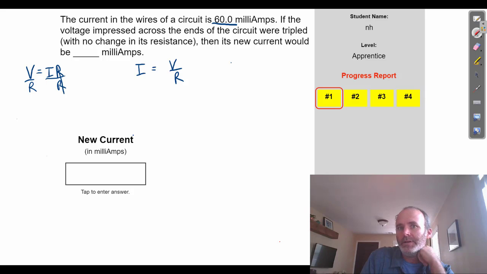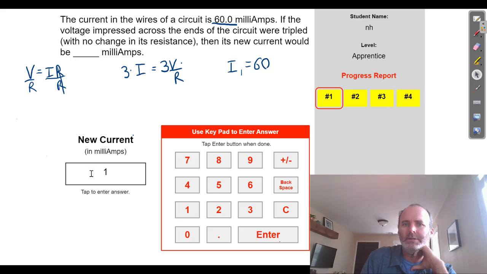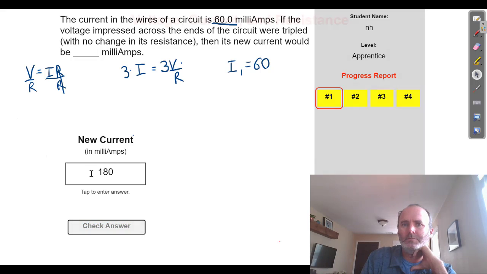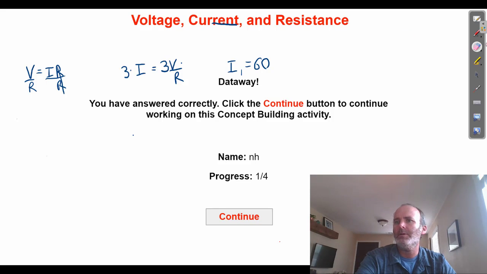So let's put I1 over here; we start off with 60. Once you get the hang of this, you don't have to write this down all the time. It says if the voltage across the ends of the circuit were tripled, then that triples the current. 60 times 3 is 180. Once you get the hang of this, it's not bad.